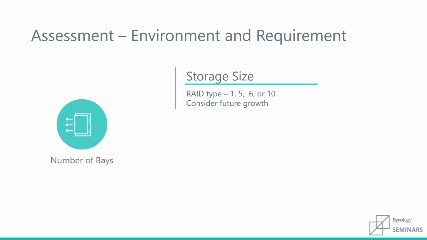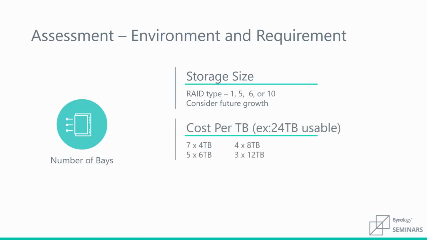Typically, for 6 bays and below, I would choose RAID 5. But for more than 6 bays, I would choose RAID 6, since more drives typically comes with a greater chance of disk failure, so more protection is always preferred. Now that we've decided capacity and RAID type, we've almost figured out how many bays we need. However, let's say our target is 24 terabytes usable.